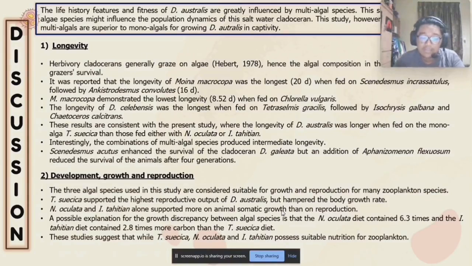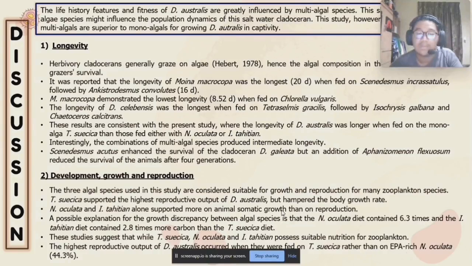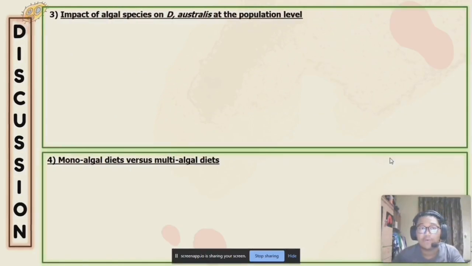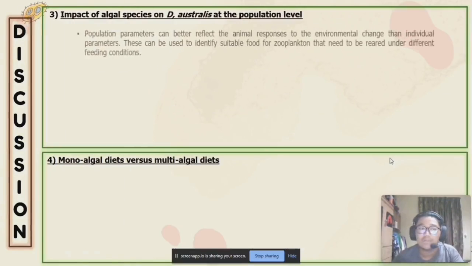And this study suggests that the T. suecica, N. oculata and I. tahitian possess suitable nutrition for zooplankton. The highest reproductive output of D. australis occurred when they were fed on T. suecica rather than on I. tahitian and N. oculata. So we move on to the impact of algae species on D. australis at the population level.